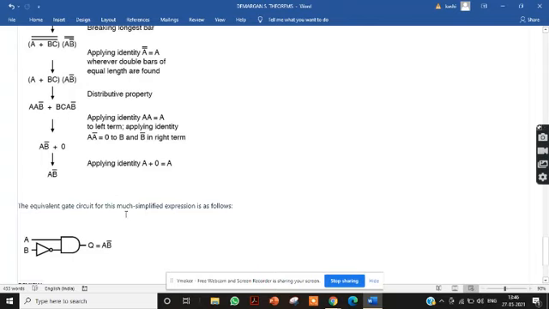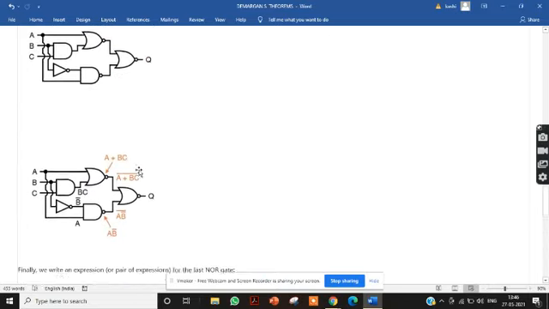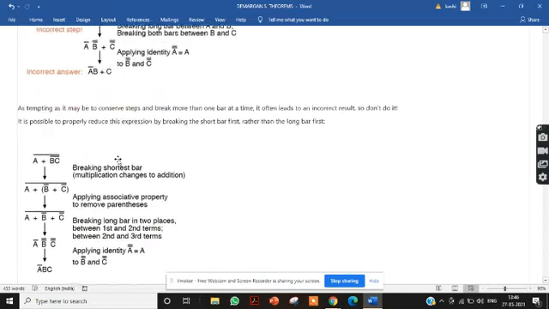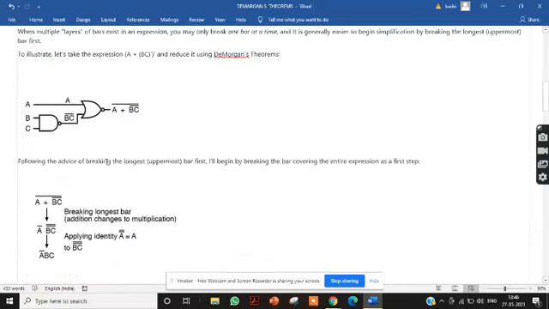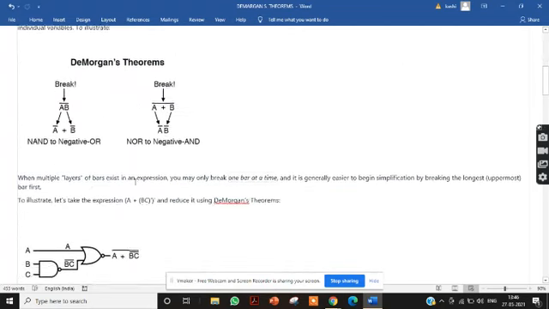So students, prepare very well. Remember two De Morgan theorems very importantly. What are they? AB whole bar becomes A bar plus B bar. The second one is A plus B whole bar becomes A bar into B bar. These are very, very important.